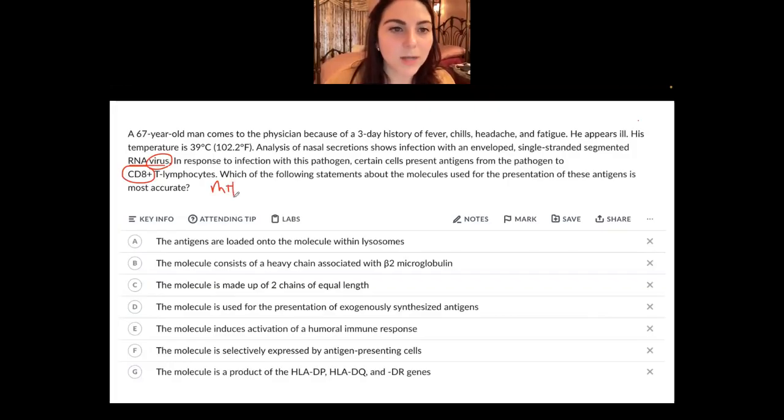Remember, MHC class 1 times 8 is 8. MHC class 2 times 4 is 8. So that's your rule of 8. So they're talking about MHC class 1. Then coming down here, which of these is true about MHC class 1?